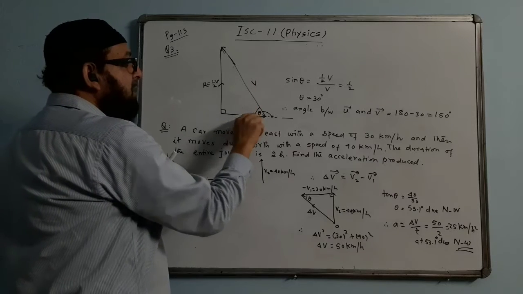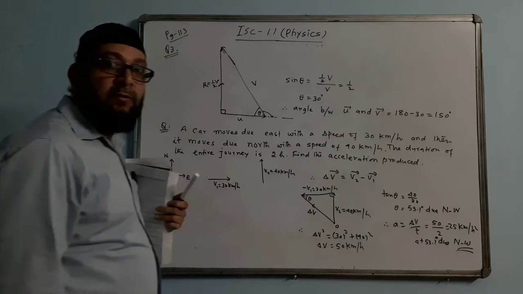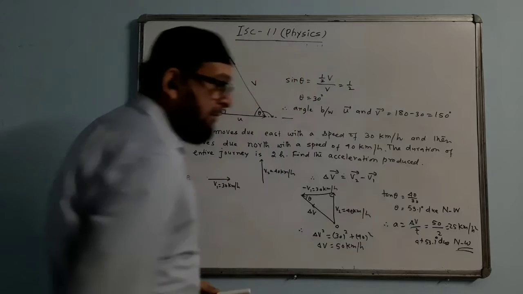If this is 30 degrees, and this is a straight line, what is the value of the remaining angle? So 180 minus 30. The answer is 150. So this was the answer for question number 3.